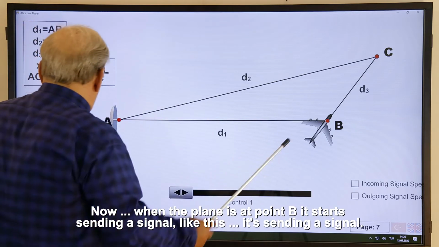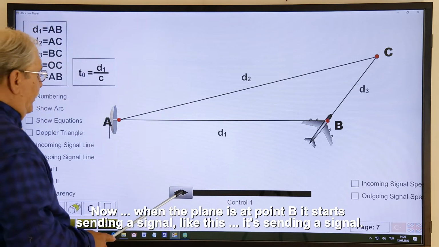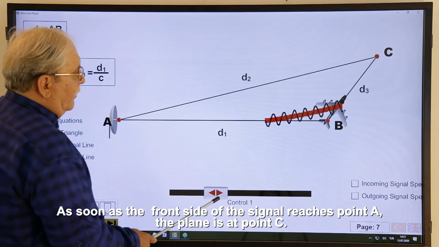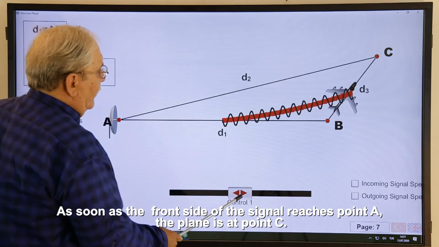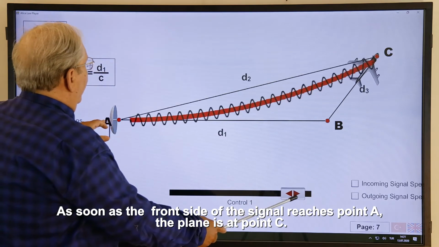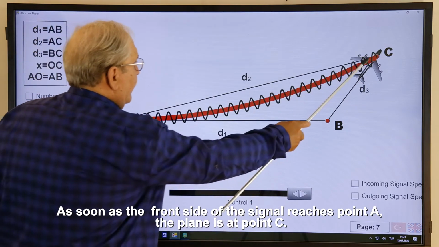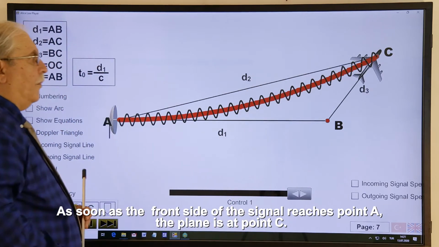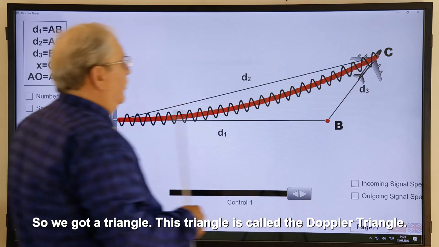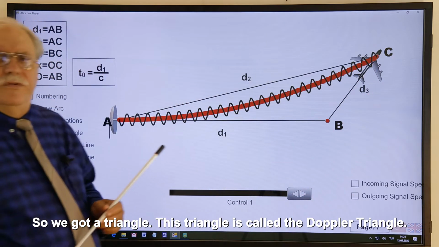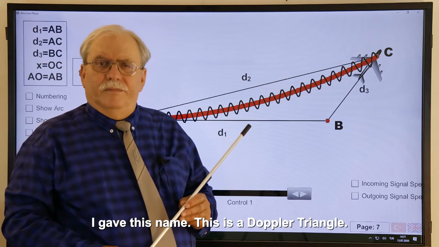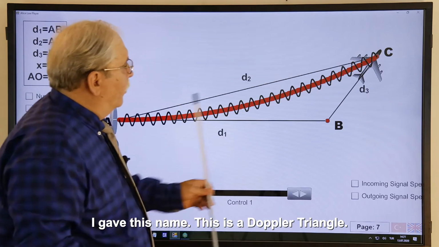Now, when the plane is at point B, it starts sending a signal, like this. As soon as the front side of the signal reaches point A, the plane is at point C. Now we connect points A and C with a straight line, so we get a triangle. This triangle is called the Doppler triangle. I gave this name. This is a Doppler triangle.